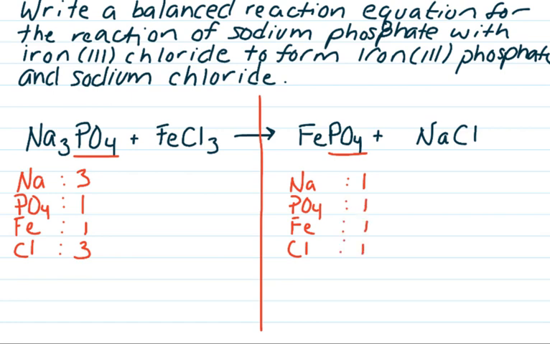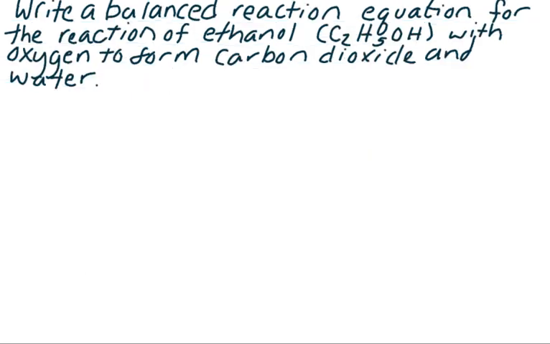So let's start with the sodium. We have 3 on the reactant side, 1 on the product side, so we'll put a 3 here. Now that changes this, and it also changes the chloride. If you look at your products and your reactants, you see it's already balanced, so we just needed to change that 1.